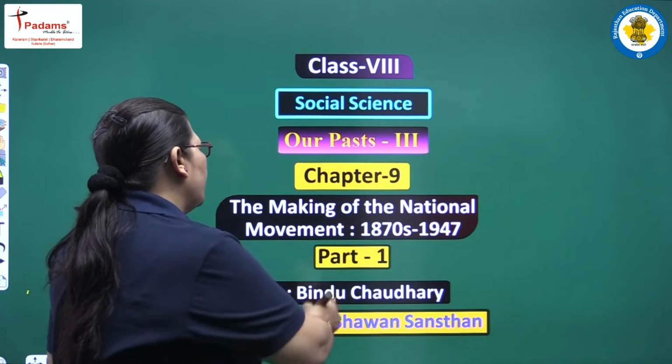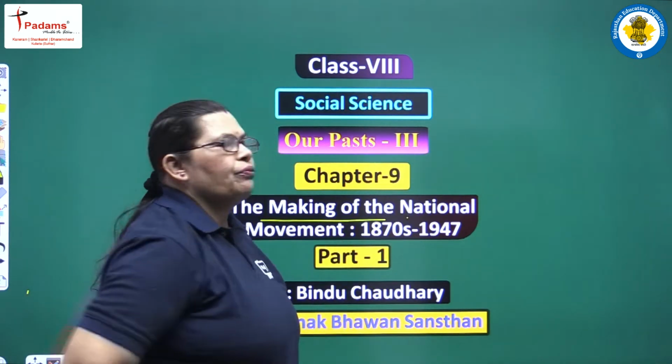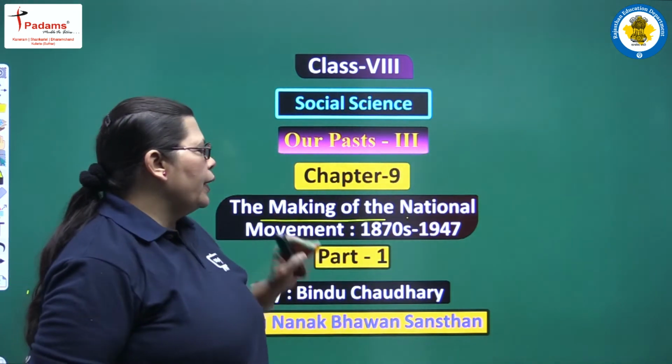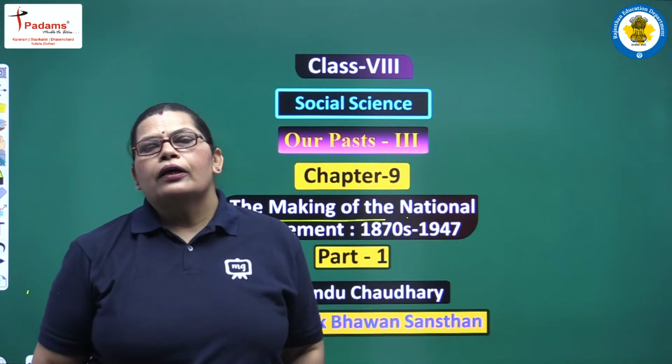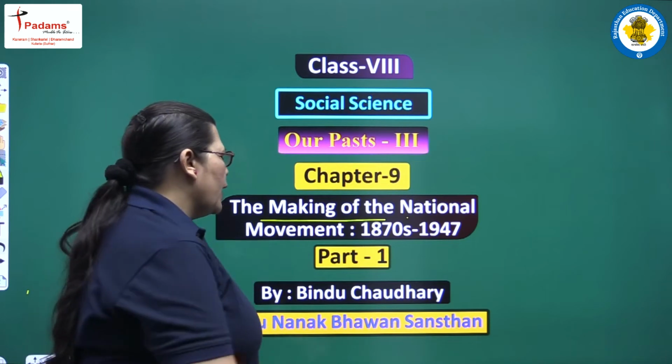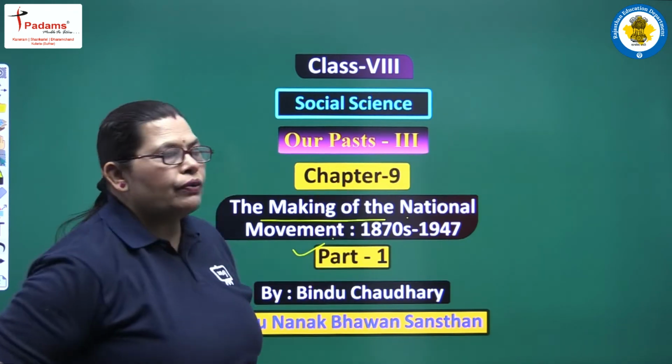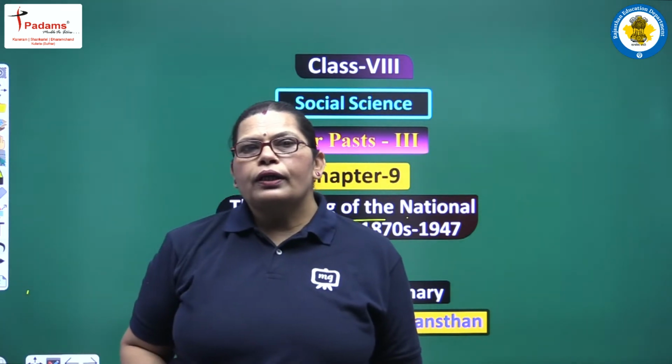The name of the chapter is The Making of the National Movement from 1870s to 1947. Today we are pursuing its part first, but let's recall the previous one.